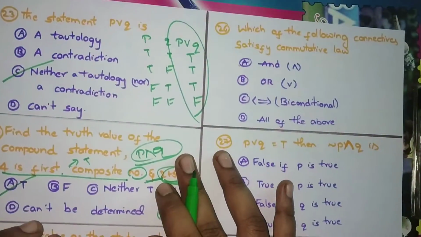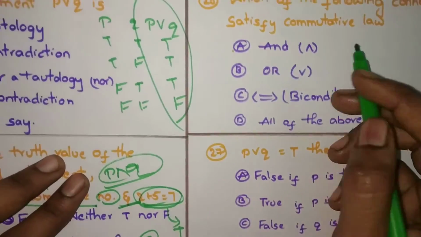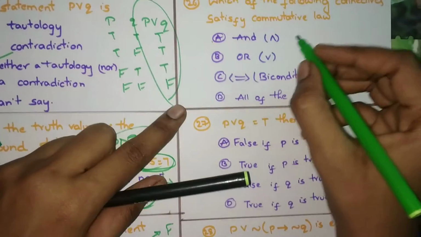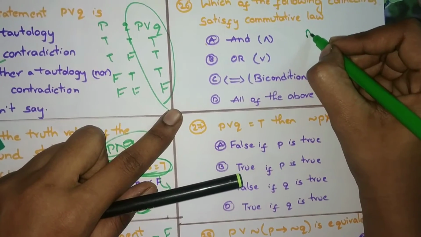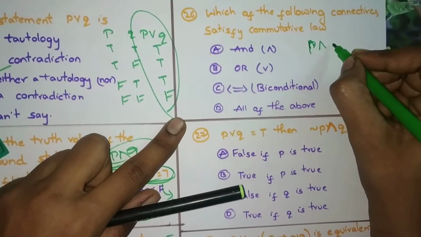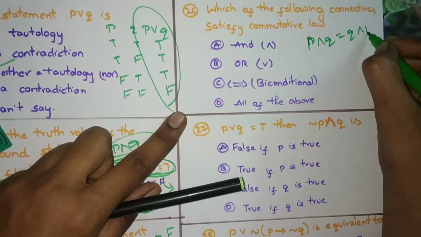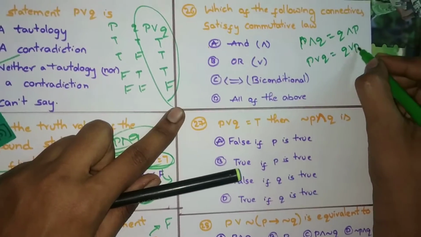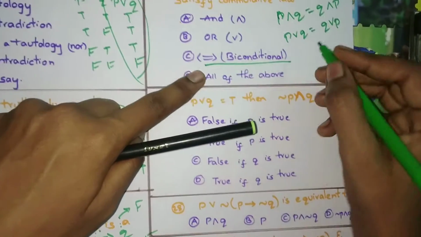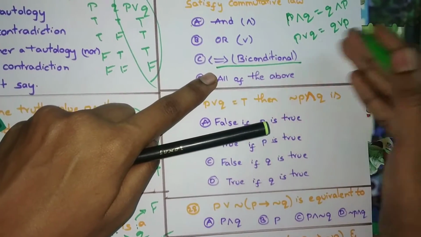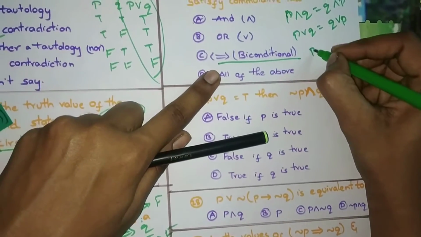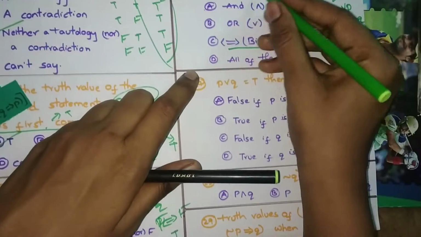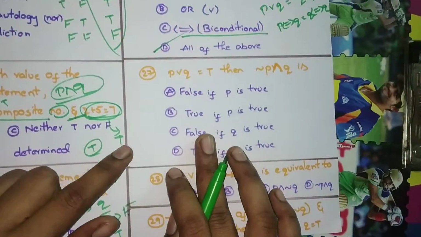Now see this 26th question. Which of the following connectives satisfy the commutative law? Check the truth value. Commutative law means, suppose AND is there, P and Q is equal to Q and P. OR is there, P union Q is equal to Q union P. Check the truth values. Biconditional is there. True, true will become true. False, false will become false. So this also satisfies. You check the options. Okay. Now see the fourth one. All will satisfy, so D.